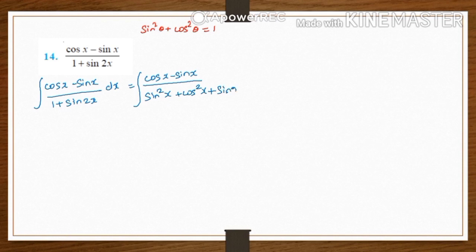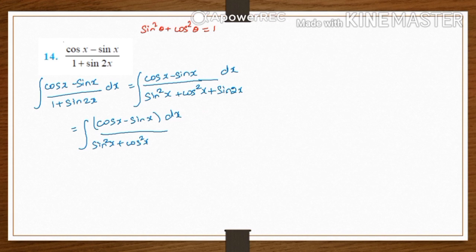We have to choose the formula according to the step. So now look at the denominator, sin square x plus cos square x. So we have to once again choose another formula. Let us think. First let us write the numerator divided by the denominator: sin square x plus cos square x plus this sin 2x. I can write sin 2x as 2 sin x cos x. So that is the formula I am applying. So plus 2 sin x cos x dx.